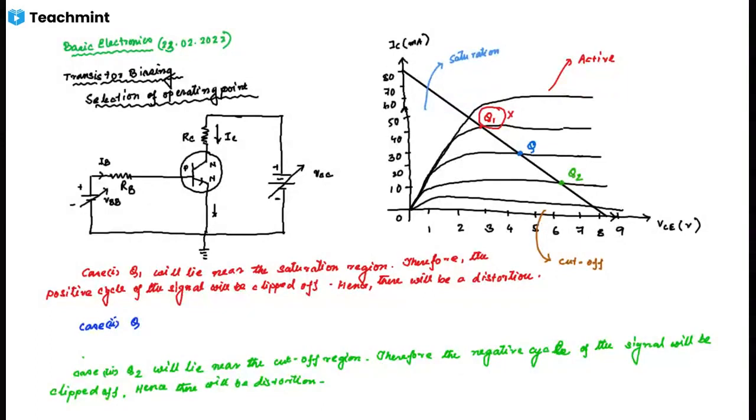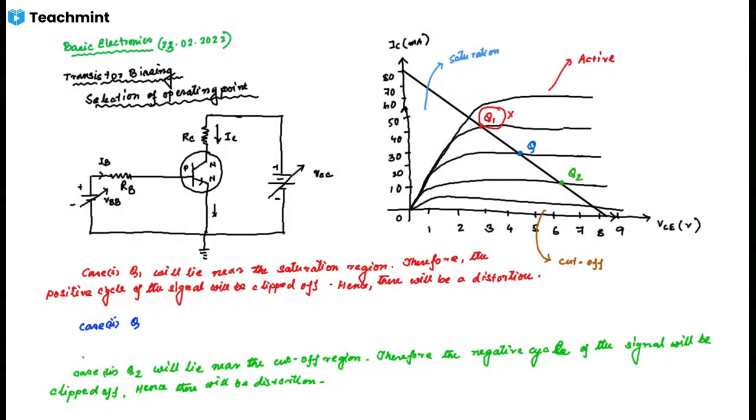Okay. So we have to avoid this. Now, the last case, that is case number 2, that is Q. So if Q is chosen as the operating point, then what will happen? This will lie in the active region. Also, the point is in the middle of the active region. So therefore, the signal will not be clipped off. Hence, there will be no distortion. So if there is no distortion, therefore the Q point is suitable. So we will take that point as the operating point.